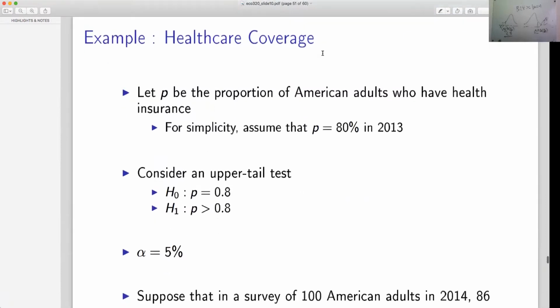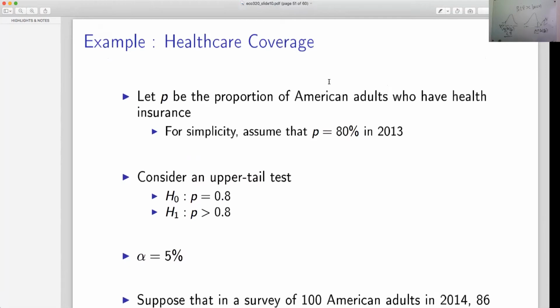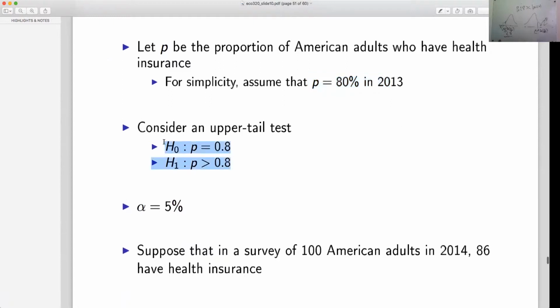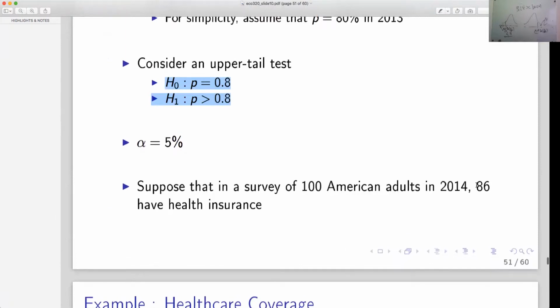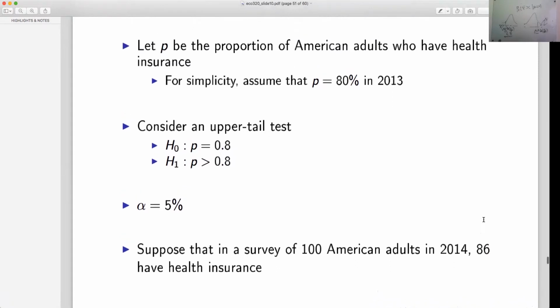Let P be the proportion of American adults who have insurance, and we make an assumption and consider a hypothesis test with this. These are some of the information. The important thing is that 86 out of 100 are getting that. In other words, P equal to 0.86 is your sample average, or X bar, right? Based on that, we did this one as a two-sided test in detail before. The only thing that changed is that this one is one-sided.